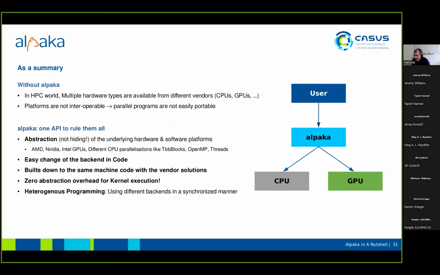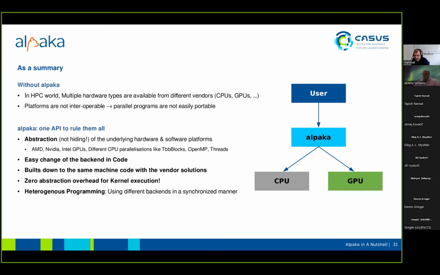As a summary, I can say that in the HPC world, multiple hardware types are available from different vendors. Platforms are not interoperable. Parallel programs are not easily portable. Alpaka provides one API to support all different GPUs and CPU backends. Alpaka provides abstraction but not hiding of the underlying hardware, compiler, and operating system. Alpaka does not have a default device, built-in function, language extensions, or default streams. It is easy to change the backend in code.